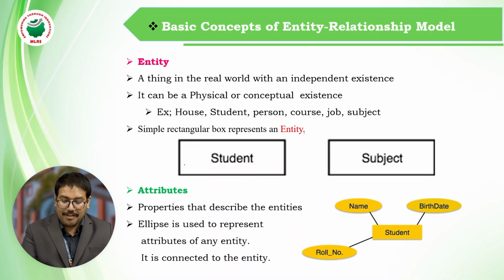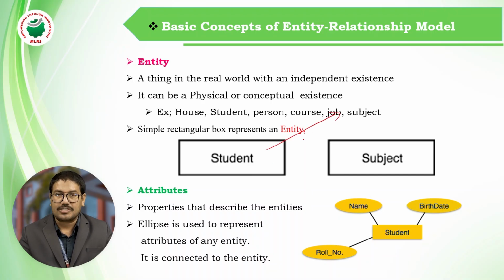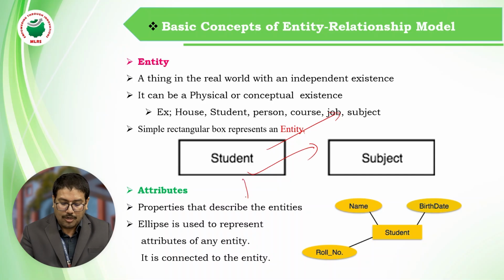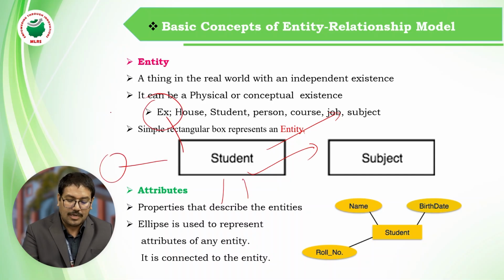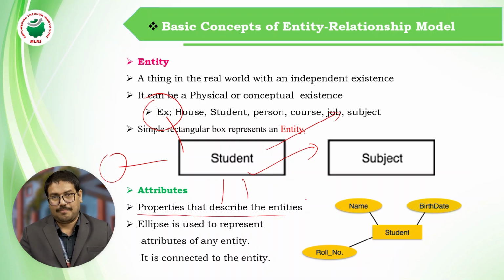Every entity has various attributes, and these attributes help us to describe the entity. I mean to say, student is an entity, but what is the age of the student, the name of the student, the roll number, the mobile number? These are all basic information needed for the entity called student. All those things we call an attribute. So this is a property that describes the entity.